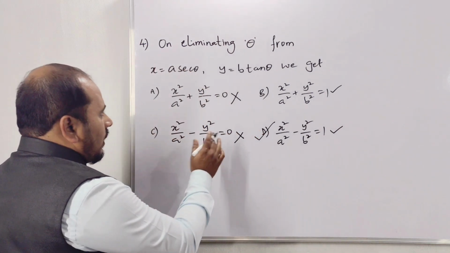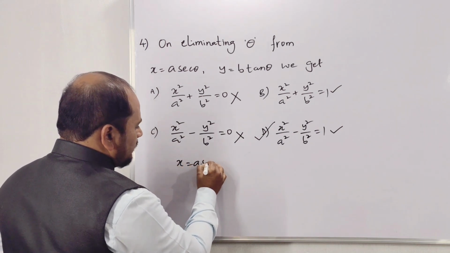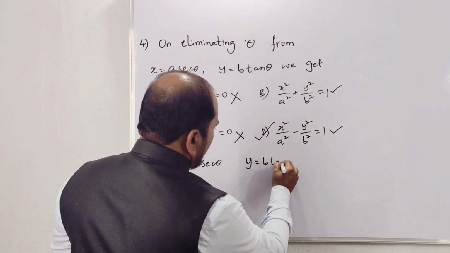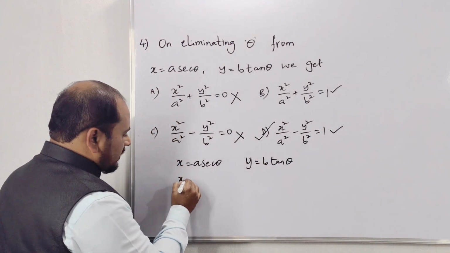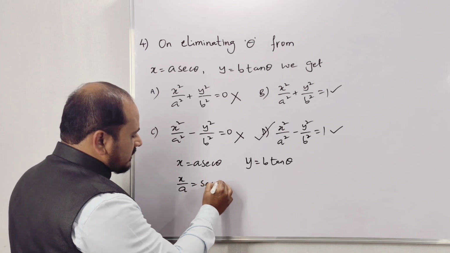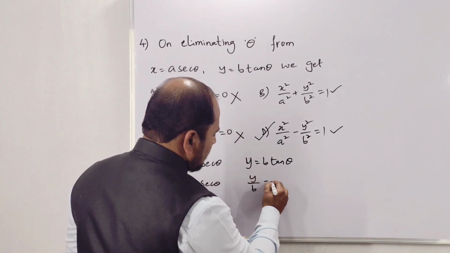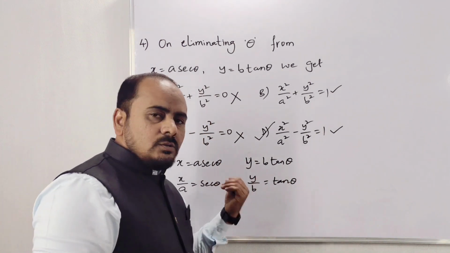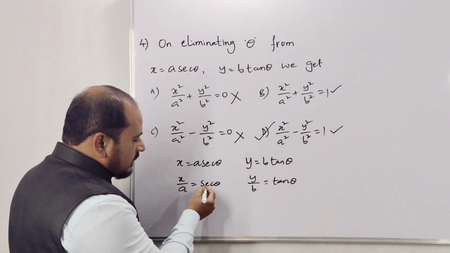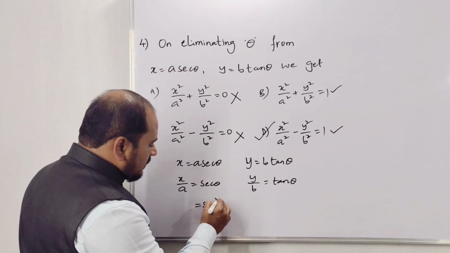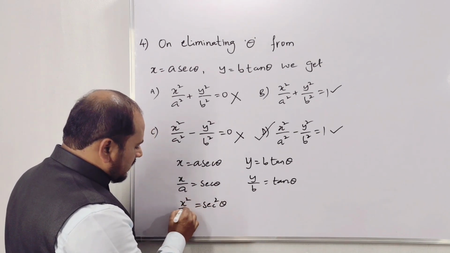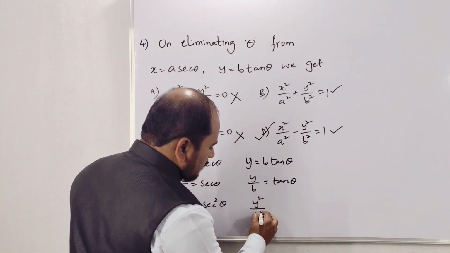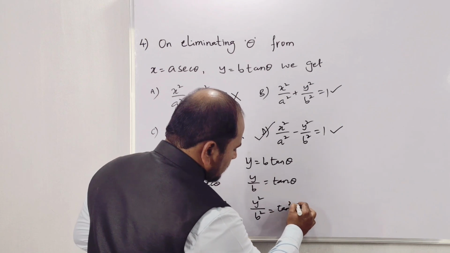Come to the point, my dear. How is it? x is equal to a sec theta, y is equal to b tan theta. This can be written as x by a is equal to sec theta, y divided by b is equal to tan theta. As multiplication, we transpose it to the left side. Now come to the point. To get secant square theta, you have to make it whole square on both sides. So you will get here x square by a square. The same way, y square by b square is equal to tan square theta.